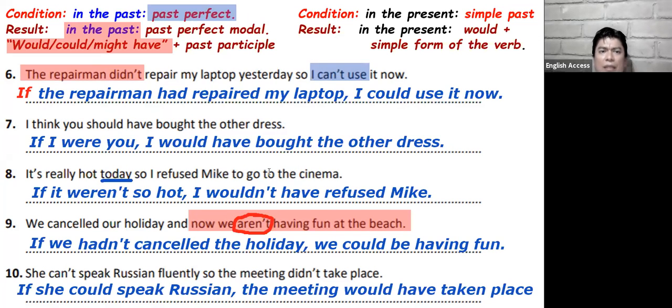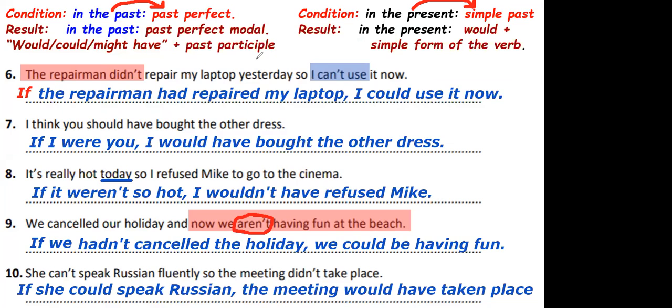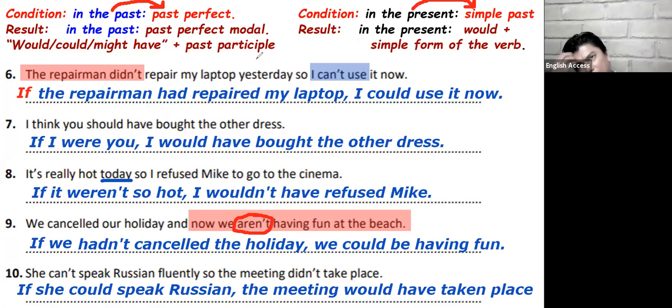That's what I try to do here, up here, guys. Look at that. I tried to help you, to give you some pointers. If the condition is in the past, use the past perfect. If the condition is in the present, use the simple past. It's really simple. But maybe you're trying to work too fast, right?